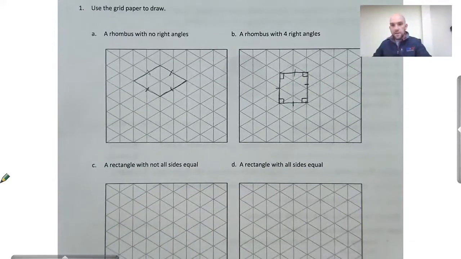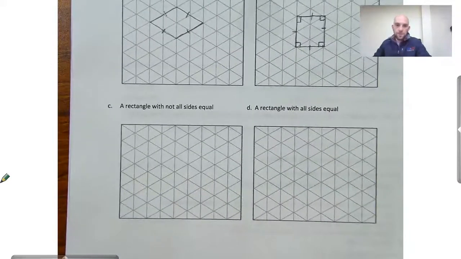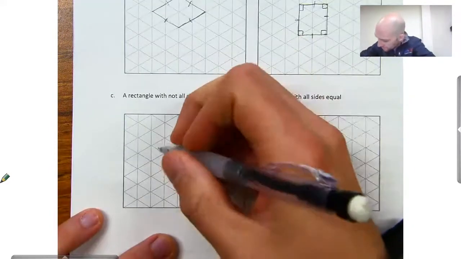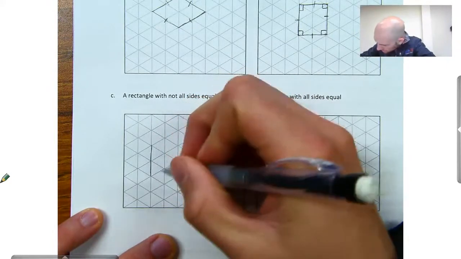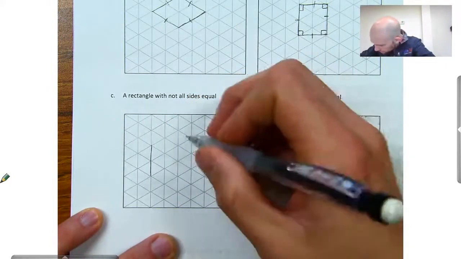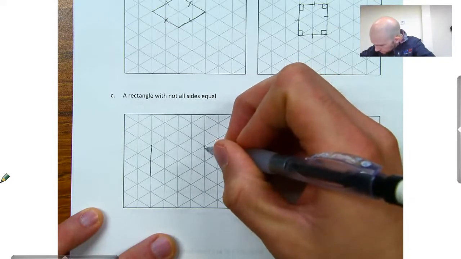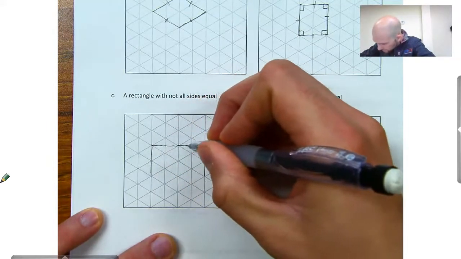Letter C, it asks us to draw a rectangle with not all sides equal. So this is kind of a traditional rectangle. When you think about a rectangle, you're going to think of a shape like this. I'll make sure these 2 sides are equal. 2 and 2. Connect those right across.